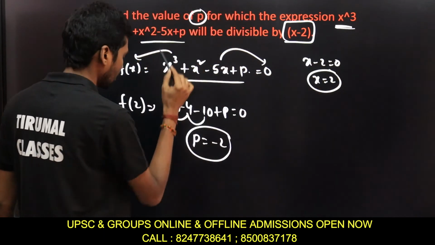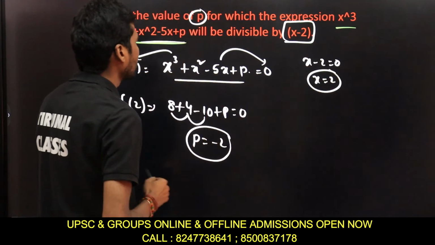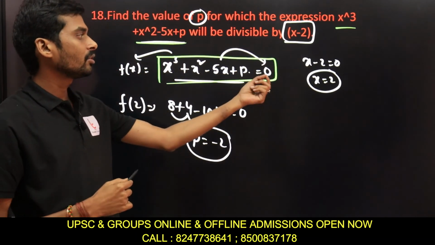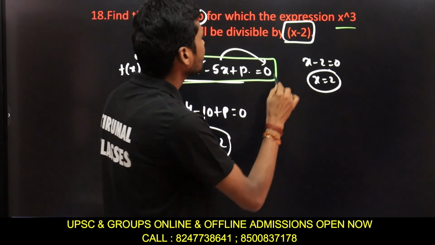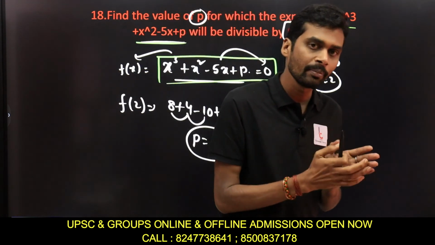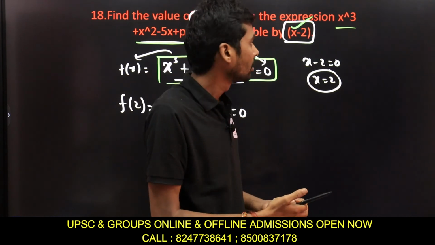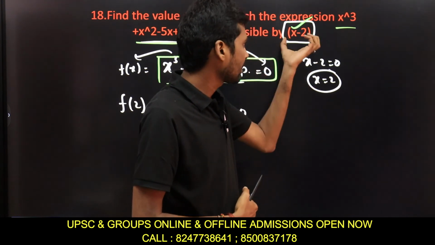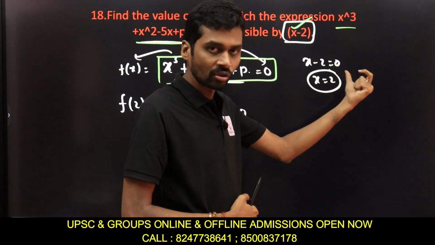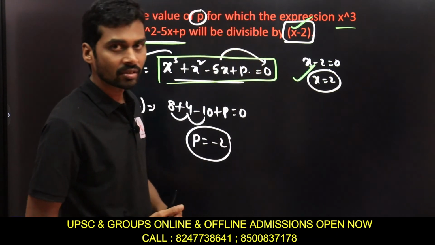Okay. So to find the value of p, when we have an algebraic equation like x cube plus x square minus 5x plus p, since it is an algebraic equation, we are equating to 0. And here it is clearly given that this is divisible by x minus 2. When an algebraic expression is divided by a linear expression like x minus 2, then immediately we equate this to 0, x minus 2 is equal to 0. From this x is equal to 2.